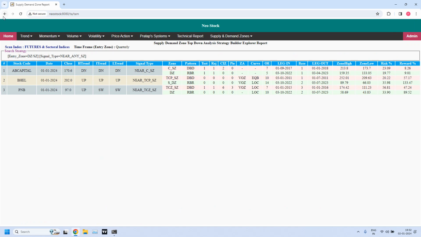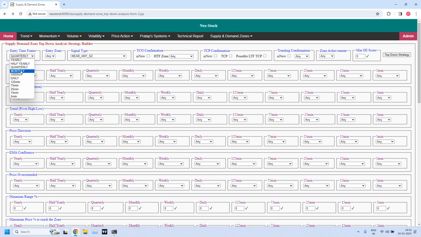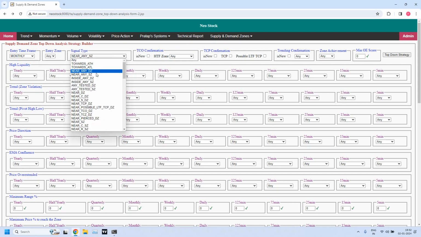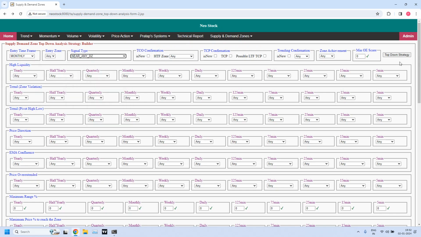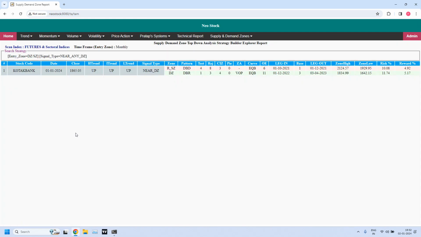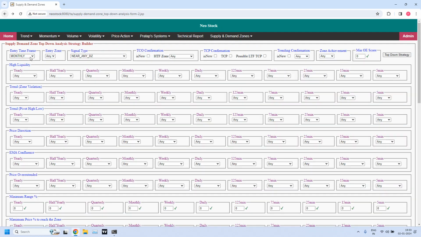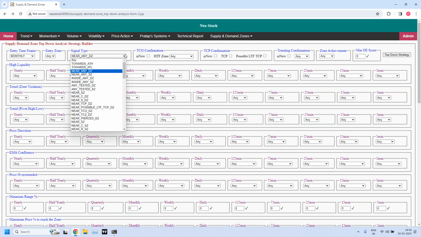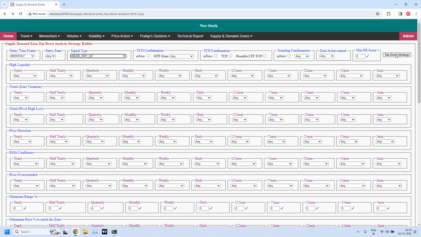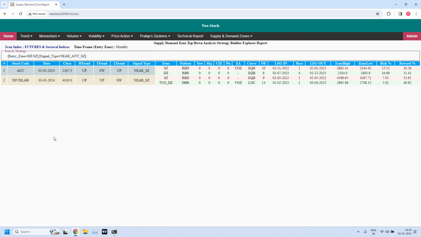So let's go back. Next, monthly time frame, let us find the stocks near monthly demand zone. So only one stock is identified. Let's go back. Monthly time frame, let us find the stocks near monthly supply zone. 2 stocks are identified.